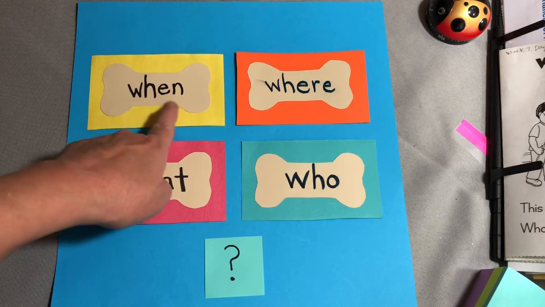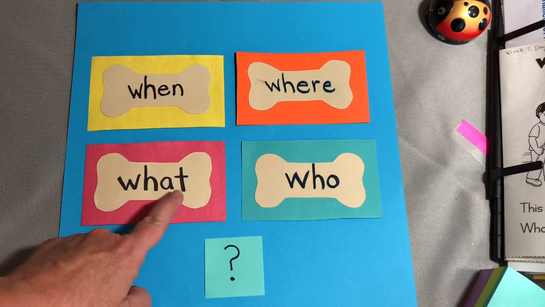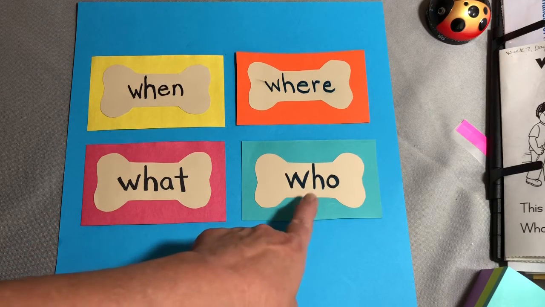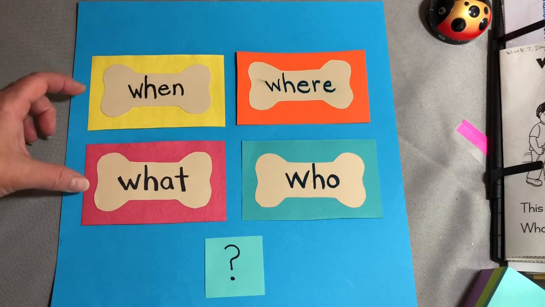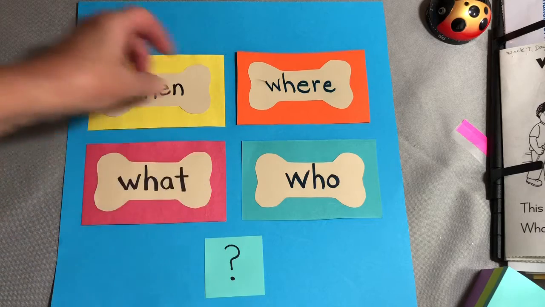When, where, what, and who. So when you want to ask a question, a lot of times you will be using one of these words. There are other question words, but these are ones that we can learn in kindergarten. And so we're going to practice those today. When, what, who, and where.